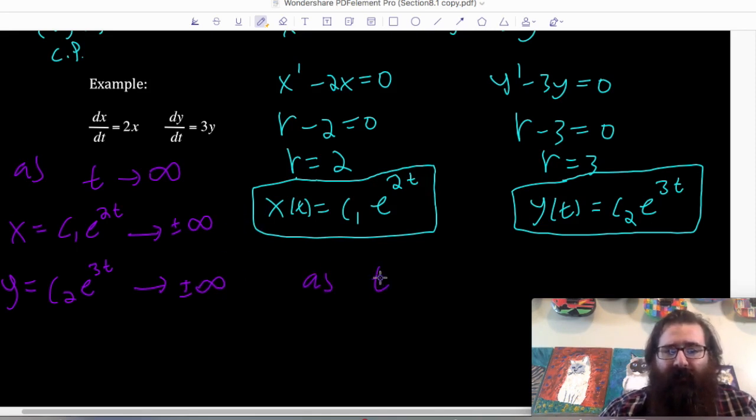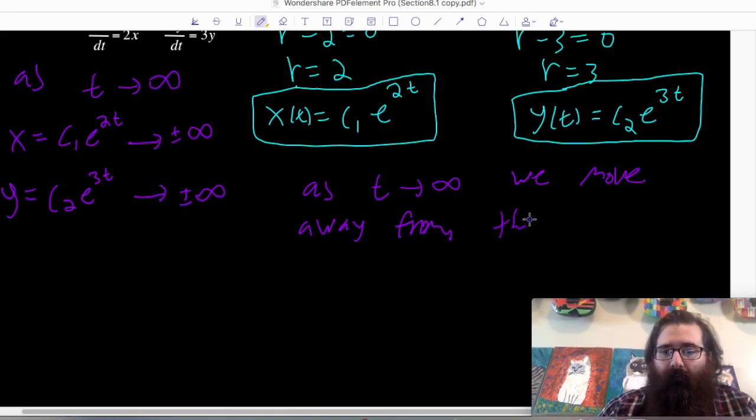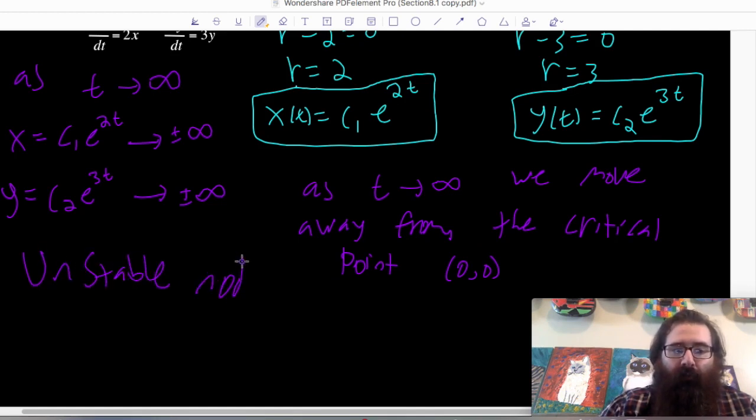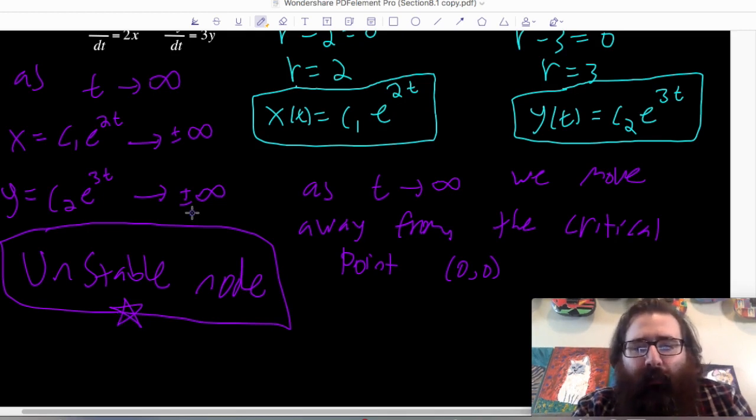So we would say as t goes to infinity, we move away from the critical point 0, 0, which means that we are unstable. So here we have an unstable node. Since it's unstable, that means our trajectories are going to be moving away from the critical point.